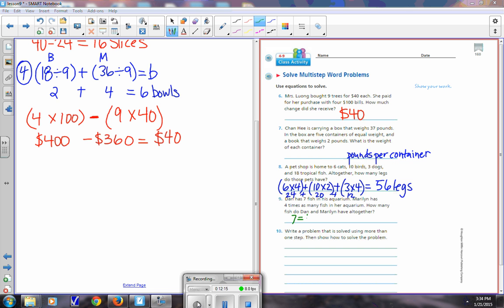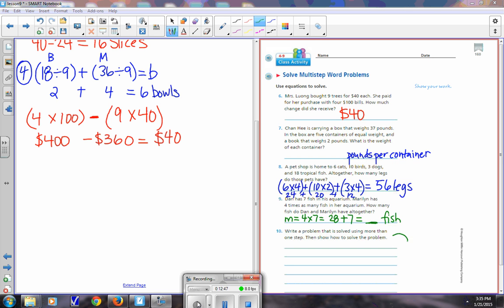So this is going to be 4 times what? Marilyn's fish equals 4 times 7, right? Which equals 28. So now I know how many fish Marilyn has, and I have to do something with Dan's to find out how many fish altogether. Let's see if I set that one up for you.